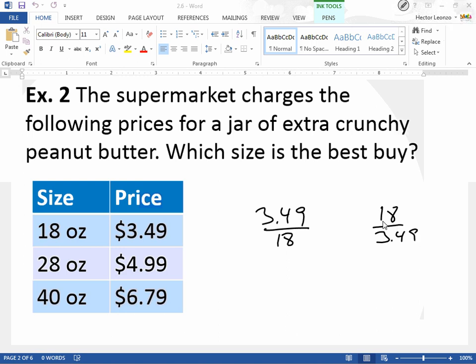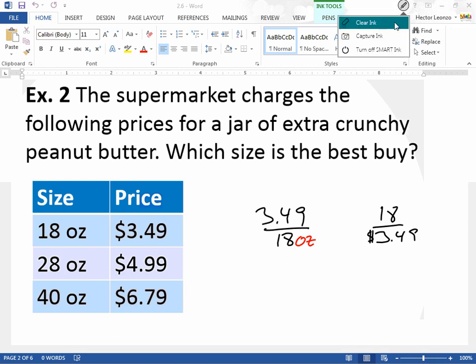People might ask, what's the difference between them? The important number is the number at the bottom. In the first one, the measurement at the bottom is ounces, so the operation is going to tell me how much is 1 ounce. On my second operation, the money is the number at the bottom, so 18 divided by 3.49 tells me how many ounces I buy with $1. So the measurement at the bottom is very important. Once again, 3.49 divided by 18 will give me the price of 1 ounce. If I put the dollar at the bottom, it's going to give me the ounces per $1.